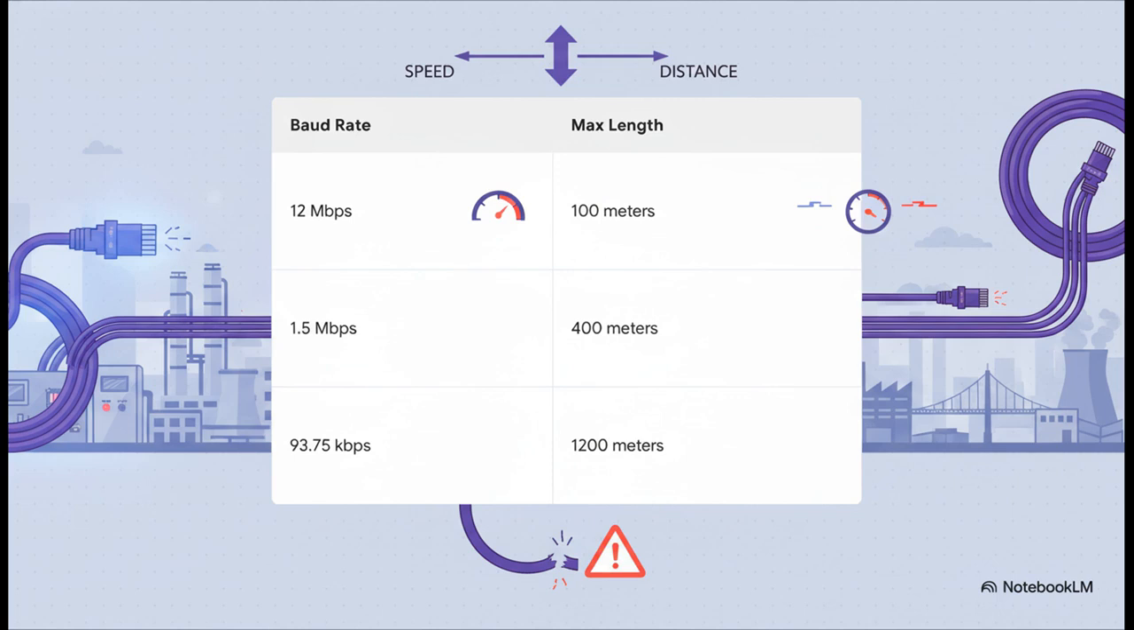Need to cover more ground? You have to slow things down. Drop the speed to 1.5 megabits, and now you can go 400 meters. Trying to break these rules is just asking for a network that's going to give you nothing but trouble.